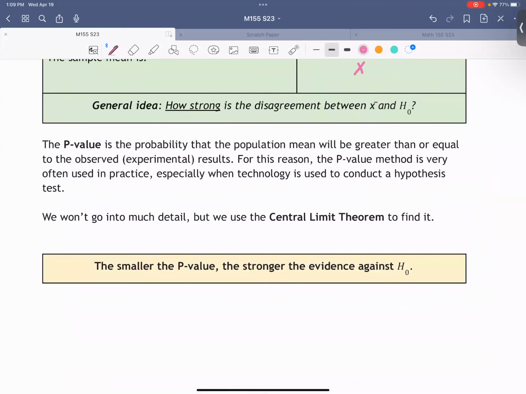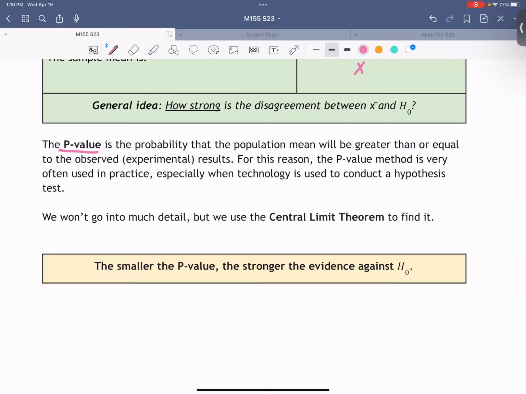Now, before technology existed, and some classes still do this, the p-value is a number that you calculate. In a lot of different classes, you're actually expected to do that by hand, and use a bunch of charts to find this p-value. I promise you that method is crazy. It is very technical, and you will have a very bad time if you calculate a p-value by hand.